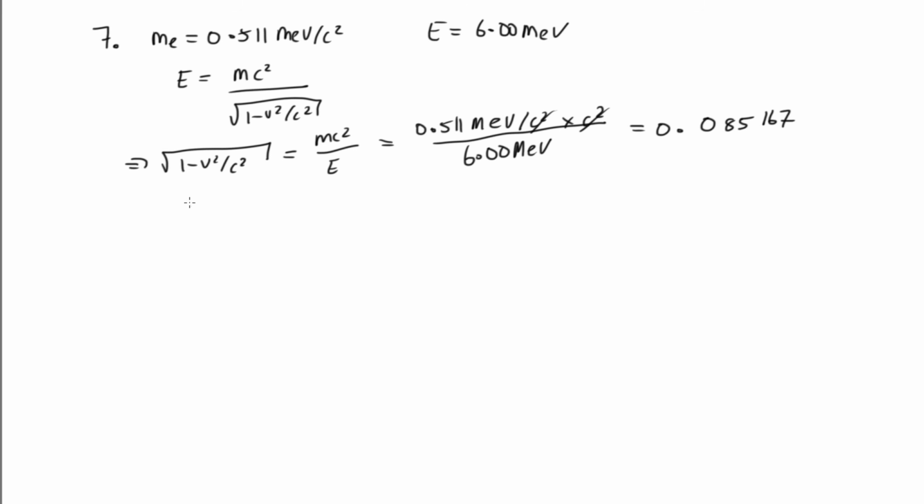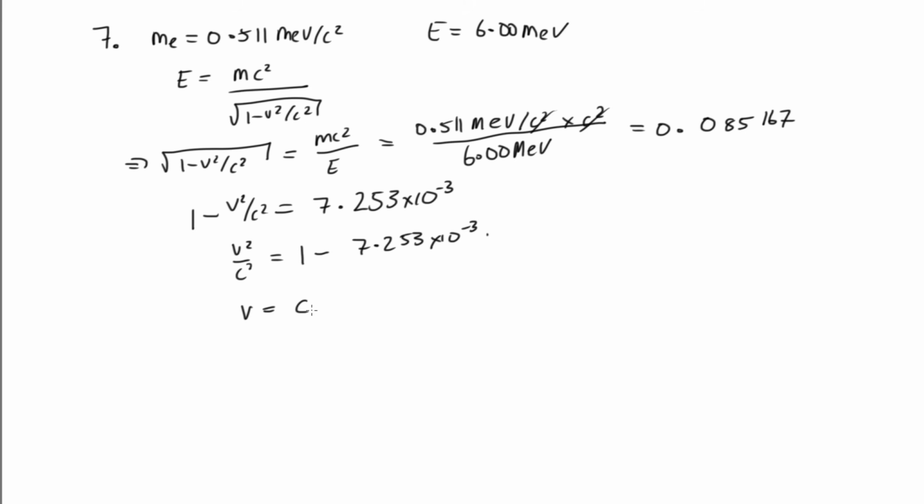Okay, now what I'm trying to get is the speed. So I want v by itself. So let's square both sides. So I've got 1 minus v squared on c squared is equal to this thing squared, which is equal to 7.253 times 10 to the minus 3. Now I'm going to rearrange it. So v squared on c squared is equal to 1 minus 7.253 times 10 to the minus 3. And so v is equal to c times the square root of 1 minus 7.253 times 10 to the minus 3. And that is equal to 0.996 c. So I've now got my speed, so that's my answer to part A.